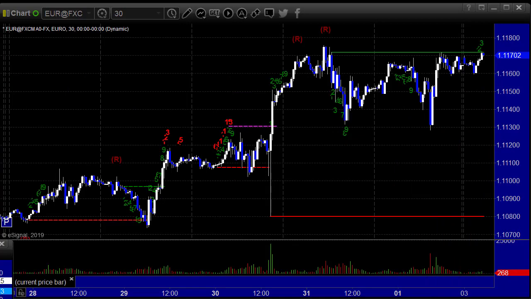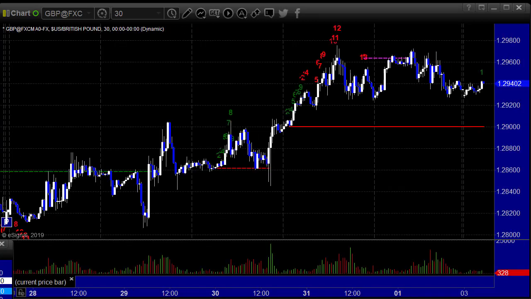All right, let's take a look at the 30-minute candle so we can see the entire week. High to low for the week on the euro dollar was only 100 pips, and the big pop was on Wednesday. Remember, we had a Fed meeting this week. On the pound, high to low for the week is only 160. That's really bad for the pound.